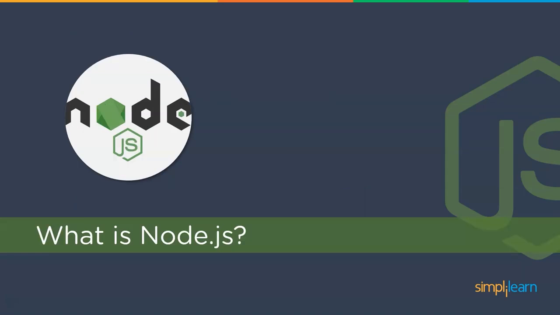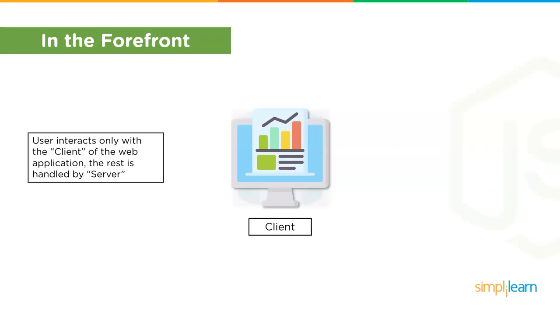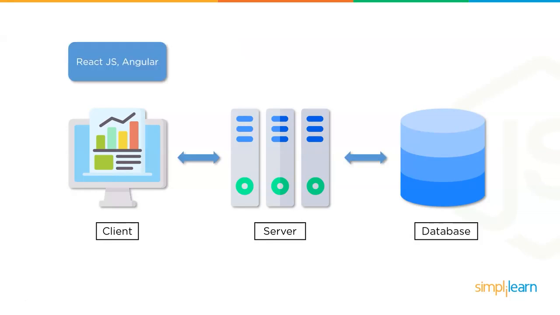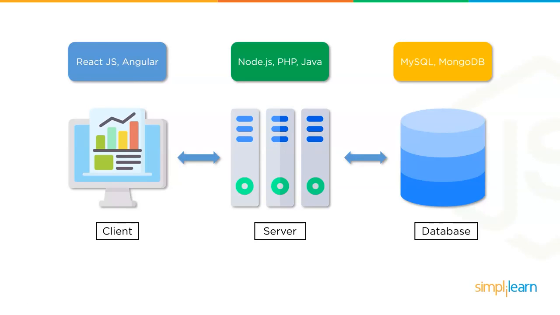So what exactly is Node.js? Now consider a scenario where a user interacts with a web application. The user only interacts with the front end of the application. But there's a lot of work that goes behind the scenes. Now in a web application, there's a front end, a server, and a database. The front end is developed using JavaScript and frameworks like Angular and React, while the server is built on Java, PHP, or Node.js, and the backend database that stores the data usually consists of MySQL or MongoDB.